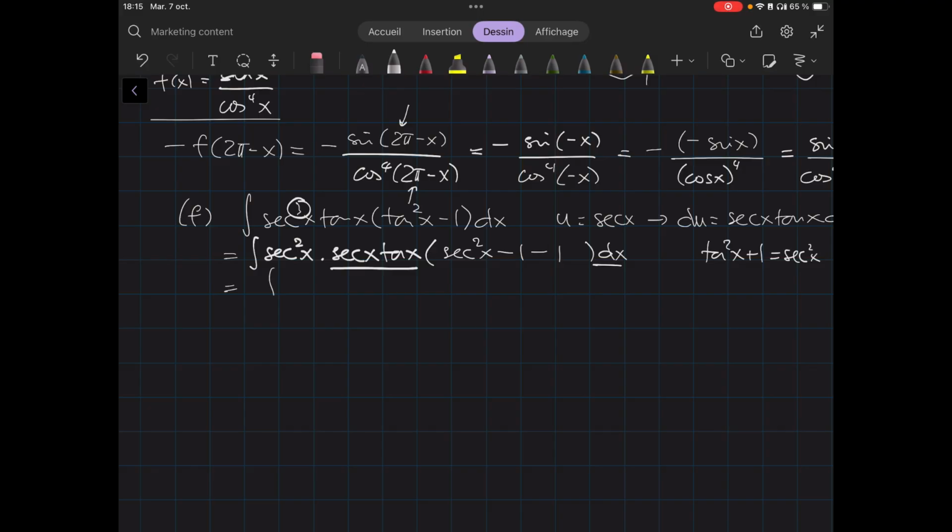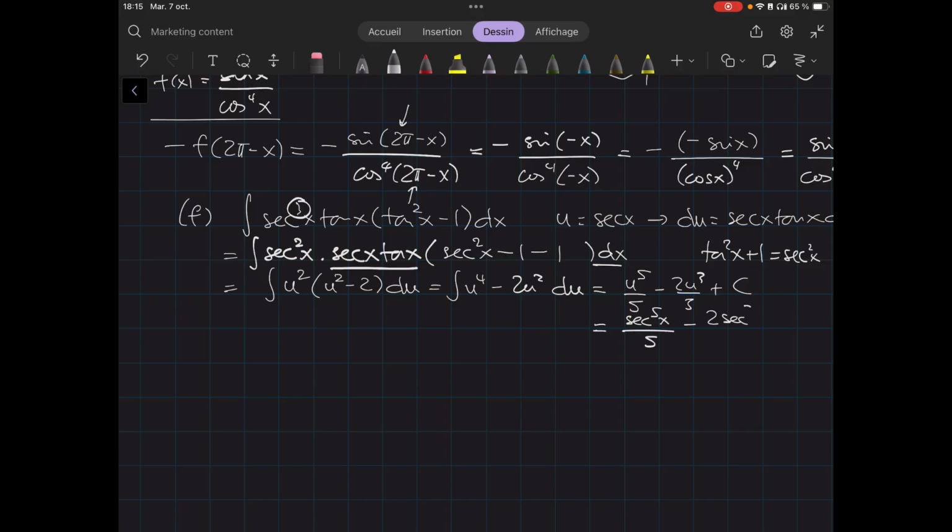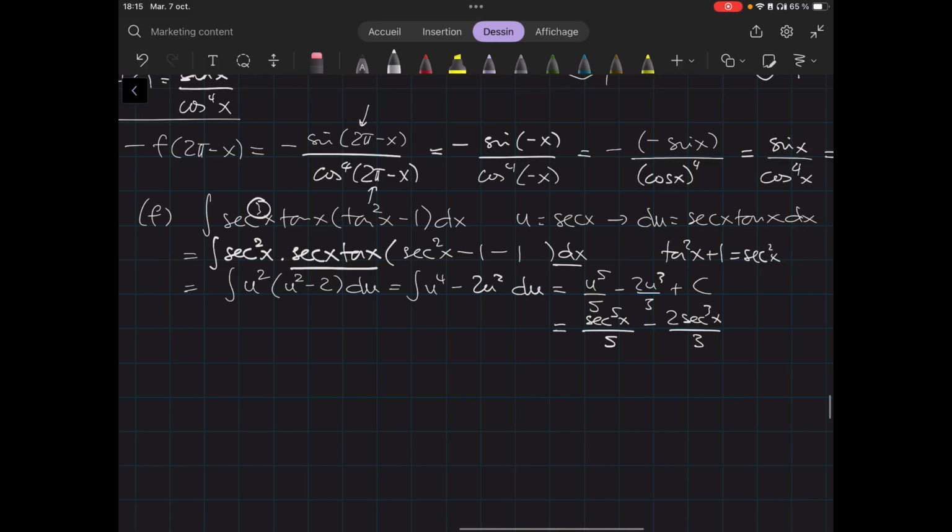Now we can carry out the u sub. Wherever you see secant of x, you replace it with u. And you have the integral of u to the 4 minus 2u squared. This is now very straightforward. It's going to be u to the 5 divided by 5 minus 2u cubed divided by 3 plus c. And now you're going to return to center. You start with secant, you end with secant. You start with x, you end with x. You do not end at u. That will cost you a mark.